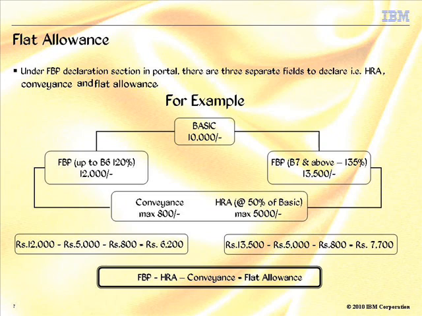Now, of this amount, you may allocate a maximum of 800 rupees towards conveyance and 5,000 rupees towards house rent allowance. The remaining amount of 6,200 rupees or 7,700 rupees can be claimed as flat allowance. So, FBP minus HRA minus conveyance is equal to flat allowance.